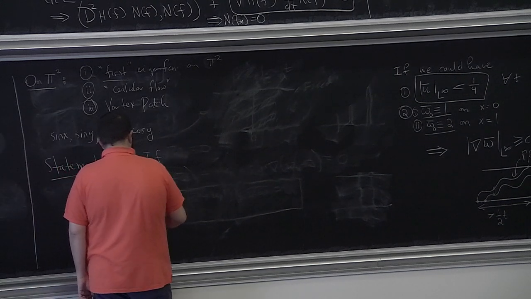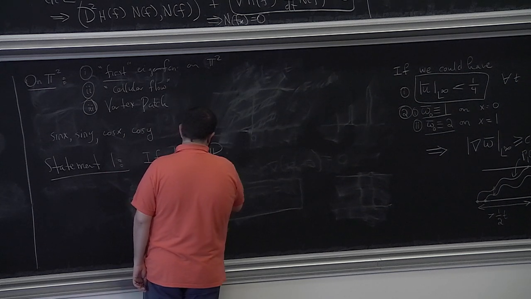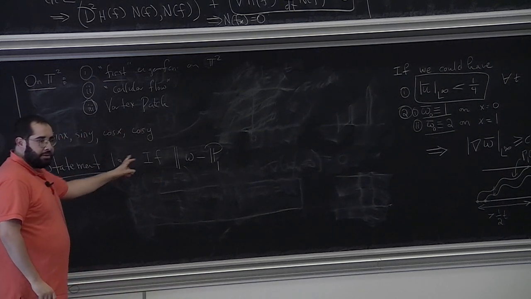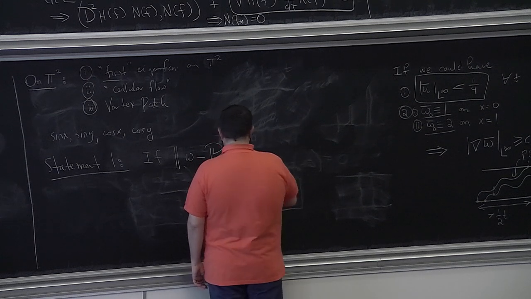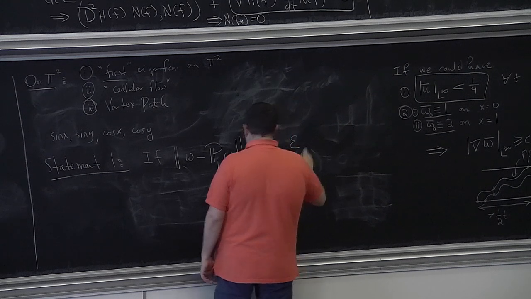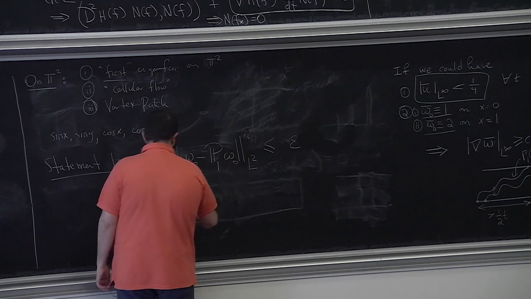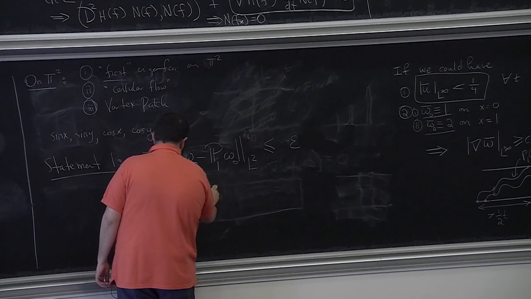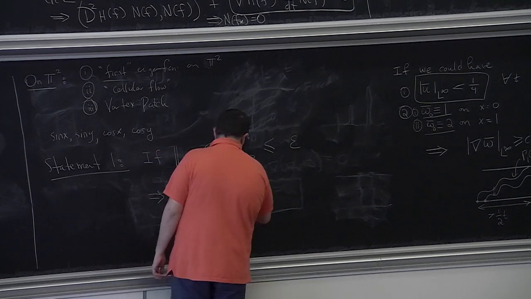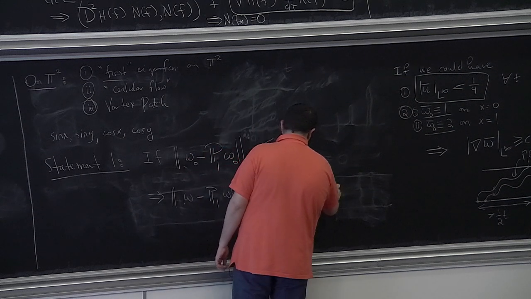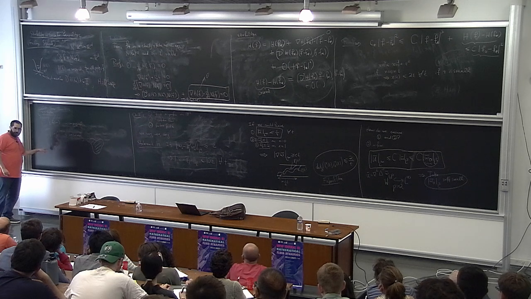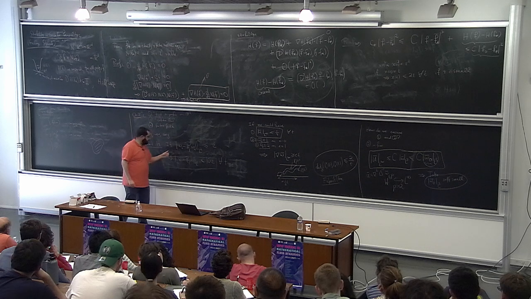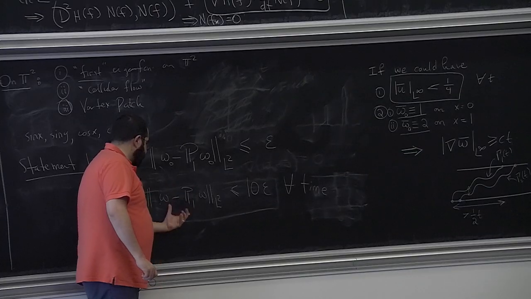Okay? So the first statement you can make, statement one: if omega minus the projection to the first shell, so P1 means the projection to the span of these four guys, so if omega minus P1 omega in L2 is small initially, then omega minus P1 omega in L2 is small for all time. That you can prove by conservation, using these two. So using these two, you can prove that if this is initially small, then it stays small for all time.